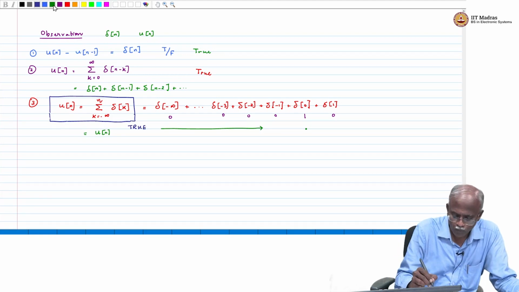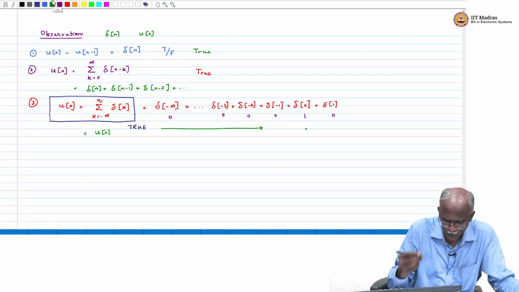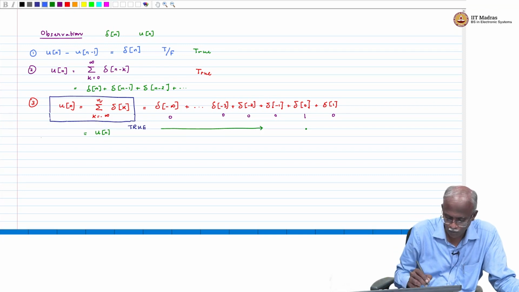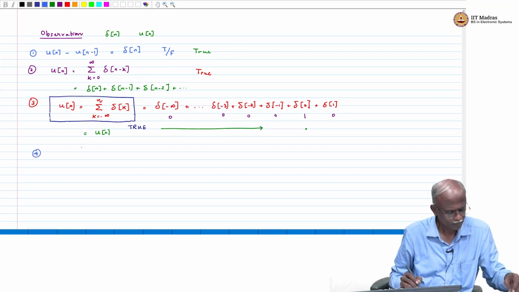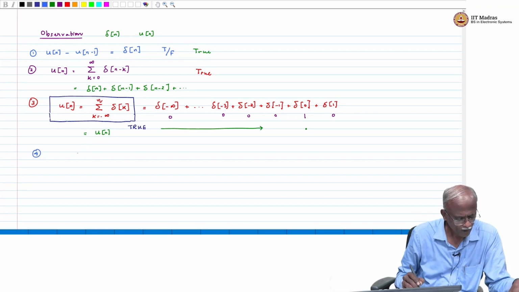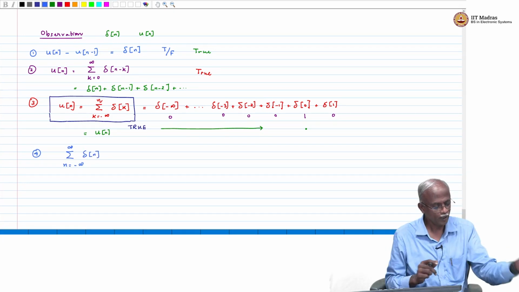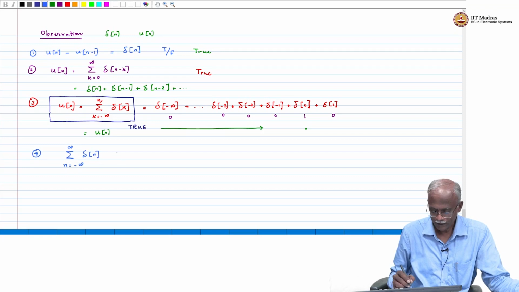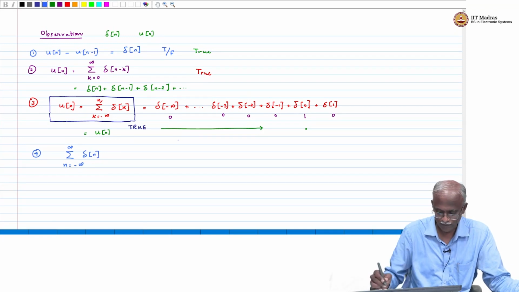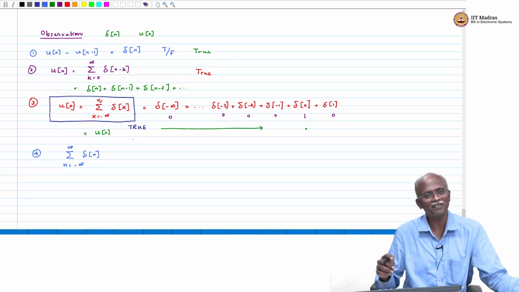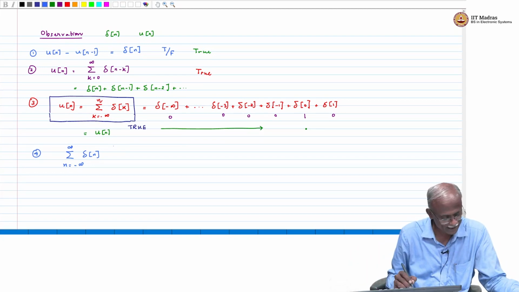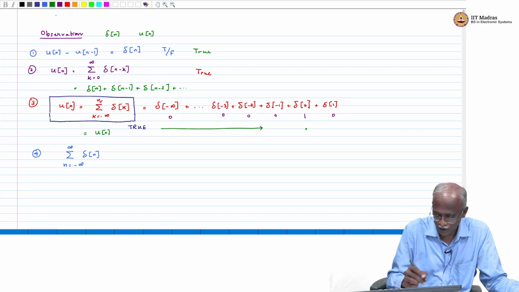We will look at a couple more. Again, these are important for us to use as a mechanism for practice. Number 4, summation of n equal to minus infinity to infinity delta of n. What is that equal to? If you look at the expression that we have written in the previous line, you will probably get an answer. But maybe let me just write it down for the benefit.